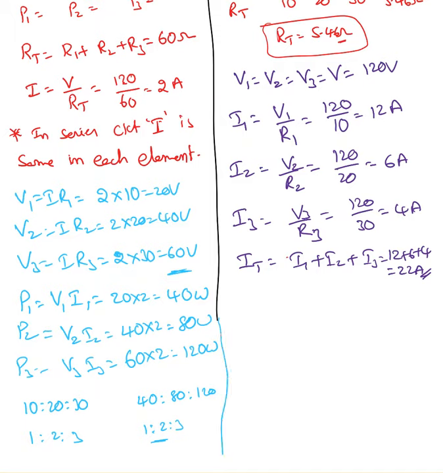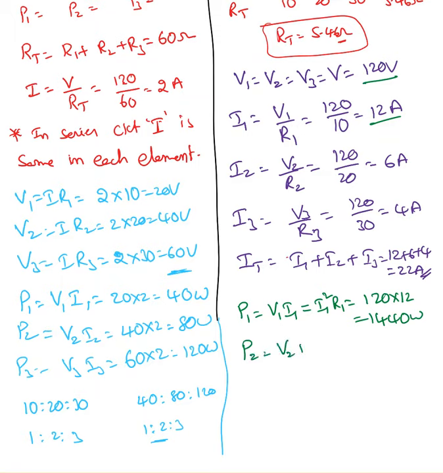Now when it comes to the parallel, we'll find P1. P1 equal to, I can say, V1 times I1. I can use the same formula, or I can say I1 squared times R1. Use any one of those two. I have V1 equal to 120, I1 equal to 12. So 120 times 12, that is 1440 watts. That's a huge amount of power.